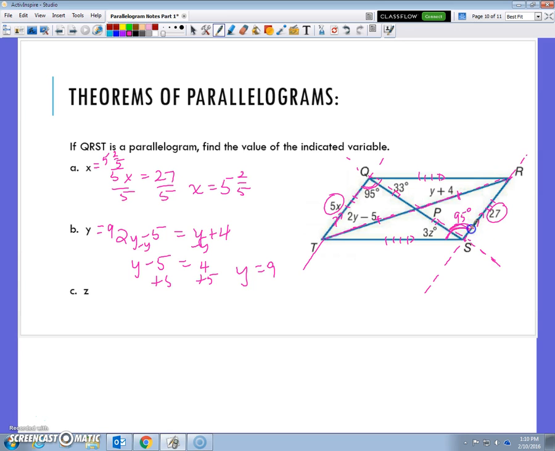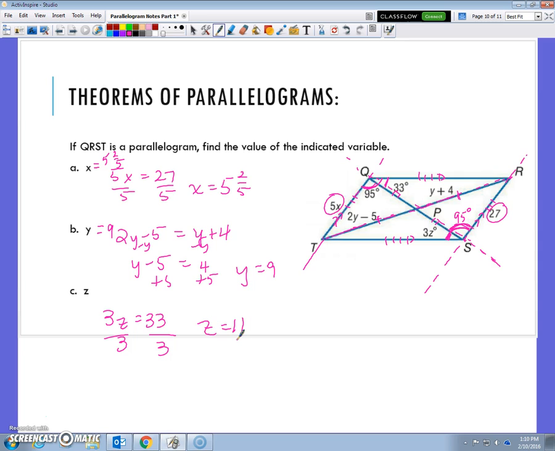So total, I know that this guy is equal to this guy. I can also say that this 33 degrees is alternate interior with this 3z. So I'm going to set 3z equal to 33. It's just a big parallel lines problem at the end of the day. Z must equal 11.